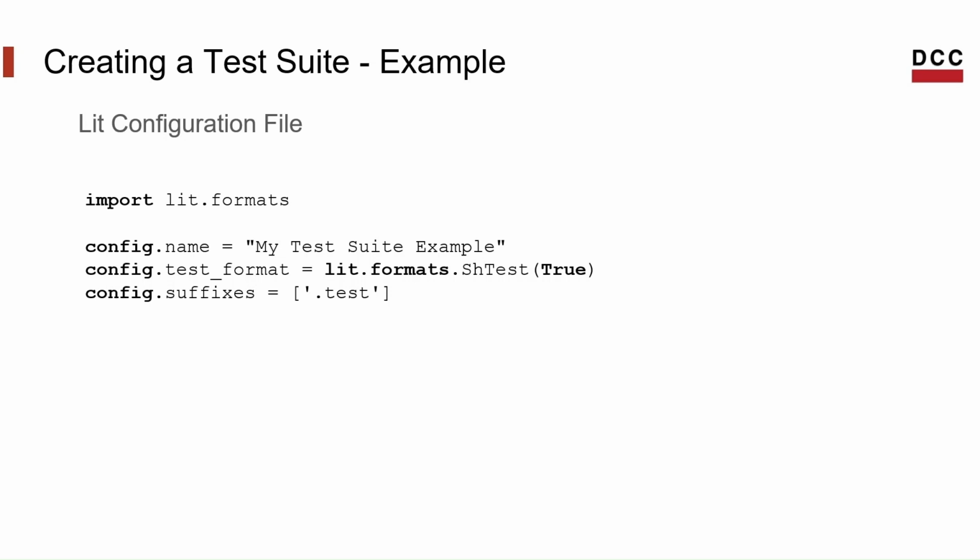The first one is the name. So here I call it my test suite example. And the second one is the test format. In this configuration, we need to inform the type of tests we will read for our programs. So we're using shell tests here. And in the config.suffix configuration, I am just informing LIT that the test files will end with .test.